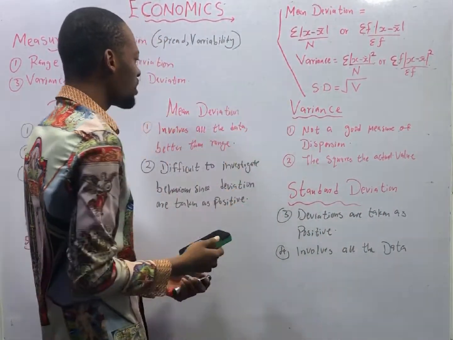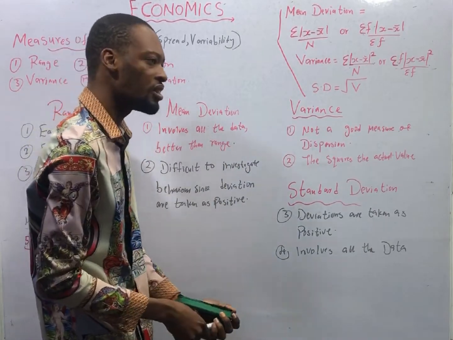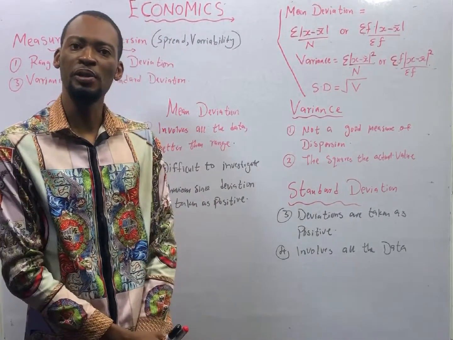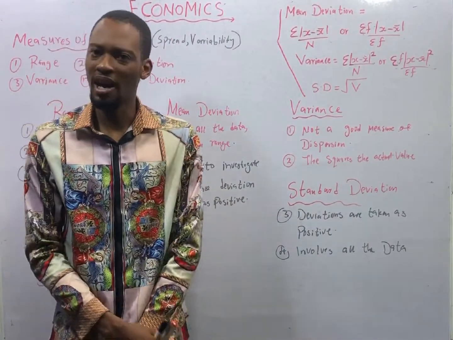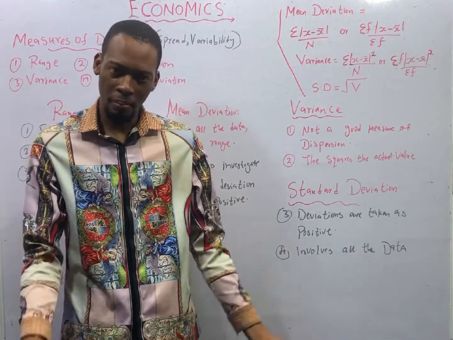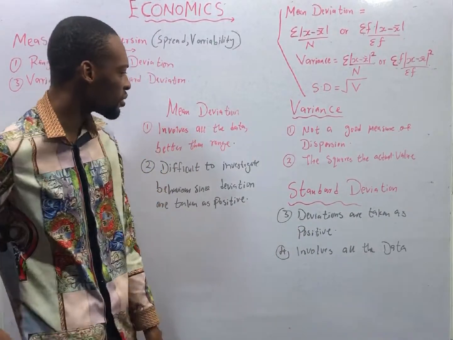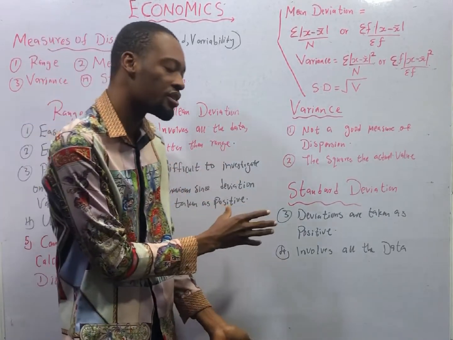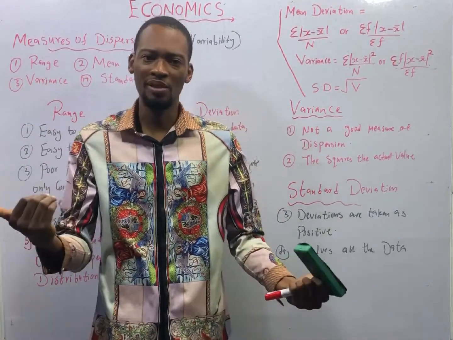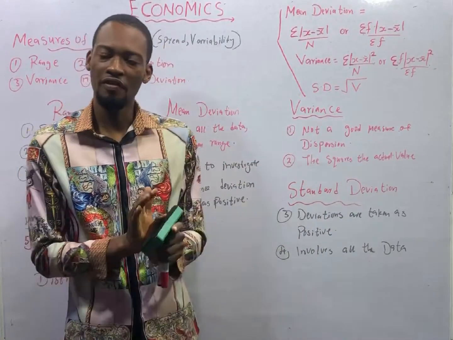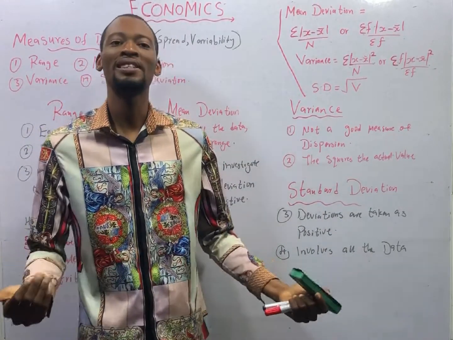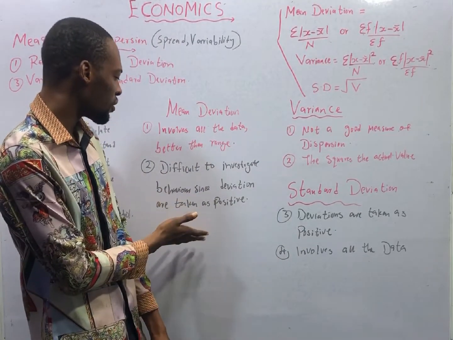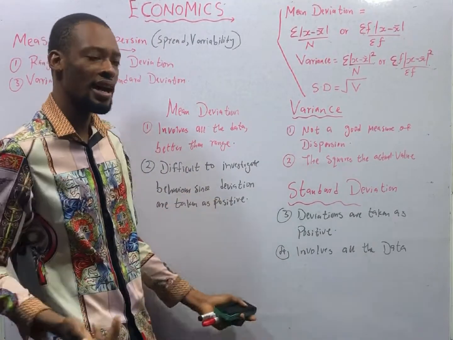After range, we have mean deviation. The mean we dealt with in episode 15 is also referred to as arithmetic mean or the mean. Here, in mean deviation, it involves all the data and it is better than range. Range doesn't involve all the values, but mean deviation involves all the data. So it is better than range.